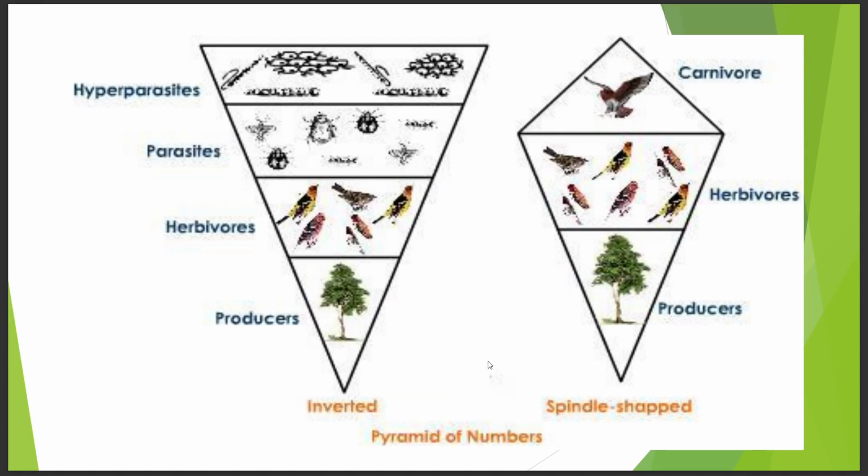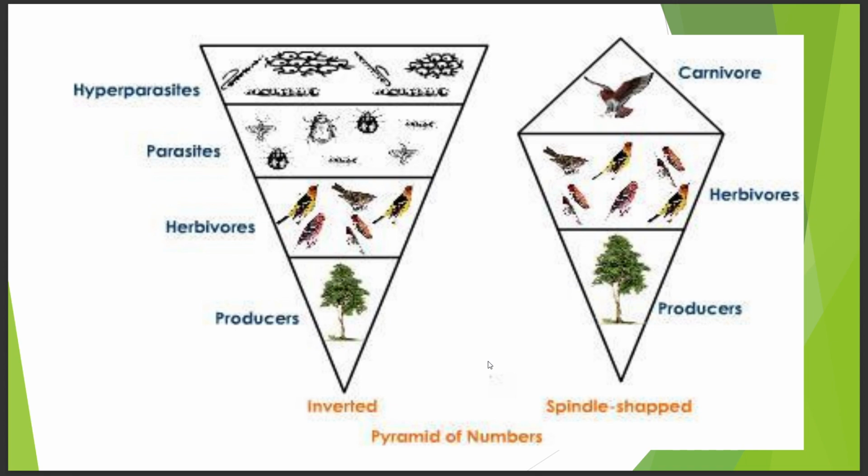And next is the inverted pyramid. In an inverted pyramid, the pyramid of number may be inverted. It happens mainly when a parasite is included. So here in the inverted pyramid you can see parasites and hyperparasites included in the top nodes, right? This is known as a parasitic food chain.